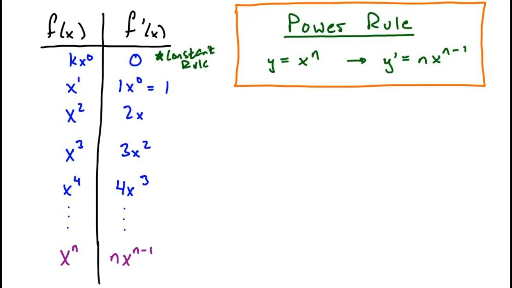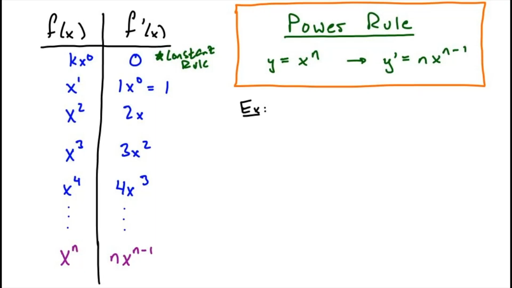Now this should make sense, because when we're talking about the derivative, we're talking about a slope. And a constant function, that's just a horizontal line. What's the slope of a horizontal line? 0. Let's take our newfound shortcut and apply it to a couple examples.